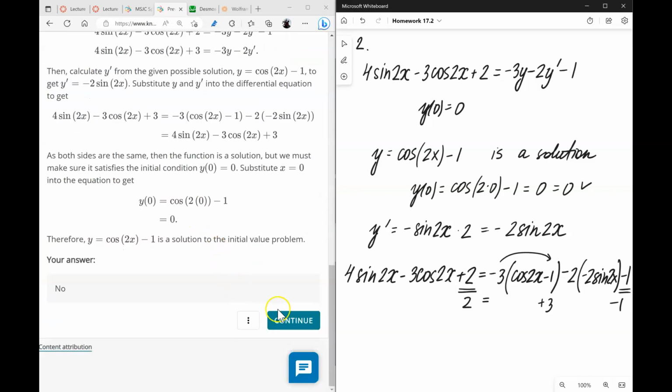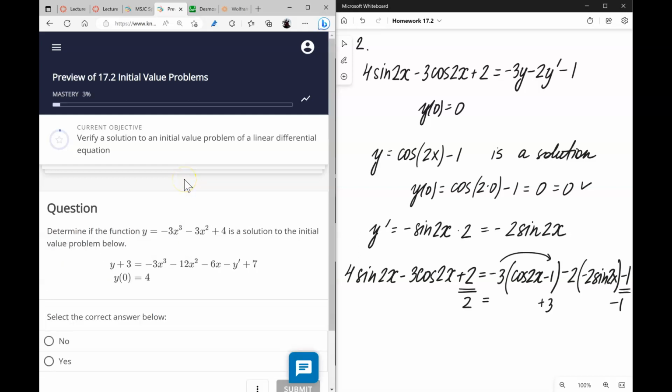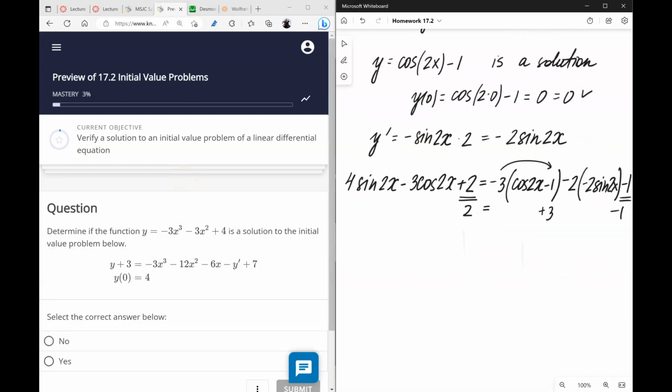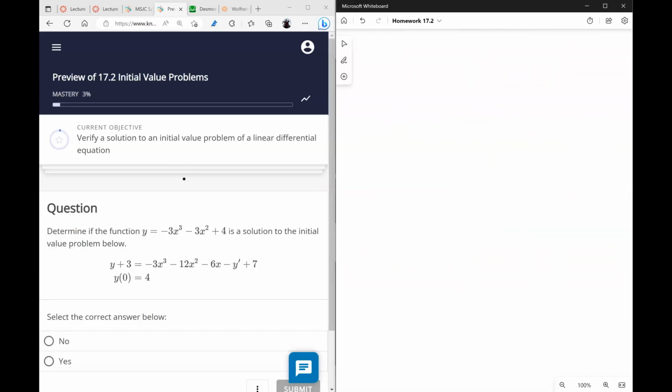That's unfortunate. But it makes sense, because if it's not one, it's got to be the other one, and we don't want you to be guessing, but we don't want to make mistakes that I just made here either. So minus 3x cubed minus 12x squared minus 6x minus y prime plus 7 is the equation.